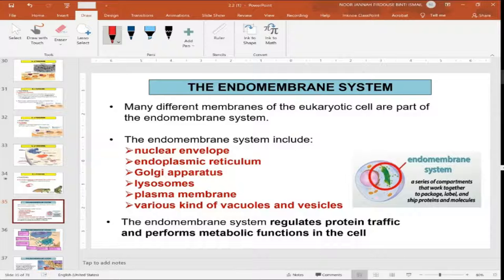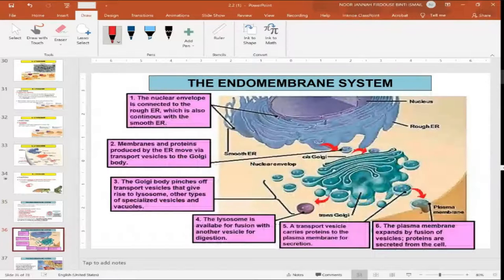Maknanya ni ada relation. They are interrelated from starting with nuclear envelope dengan endoplasmic reticulum, then goes to Golgi apparatus, lysosome, plasma membrane and various vacuoles and vesicles. It regulates protein traffic and perform metabolic functions in the cell. Tu maksud endomembrane system. Different membranes of the eukaryotic cells that works together to form a system. The nuclear envelope is connected to the rough ER and continuous with the smooth ER.